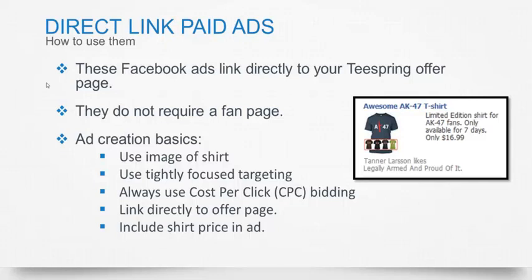Then, link directly to the Teespring offer page, okay? Directly there, and make sure you include the shirt price in the ad, okay? What that does, you will get fewer clicks if you put the shirt price in there. But by adding the shirt price, you get to the point where only buyers are clicking. So include the shirt price in your ad. You'll get fewer clicks, but you'll get more qualified clicks that are more inclined to buy. Because they might think, oh, if it's super cheap, I'll buy it. But if they know the price up front, they don't waste their time clicking on it if they're not going to buy.